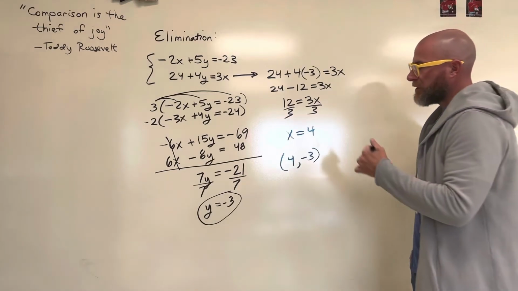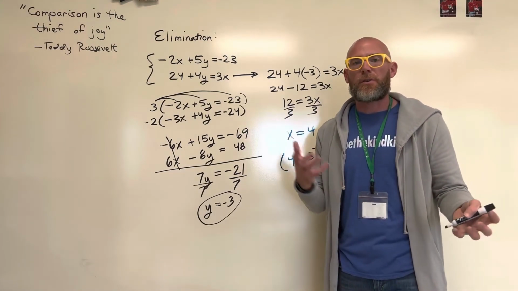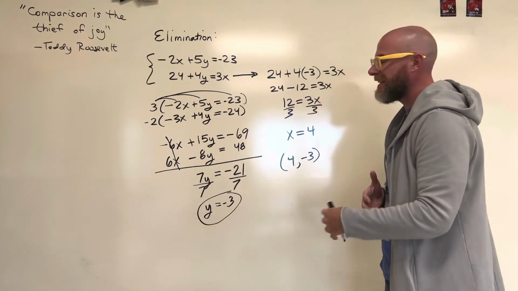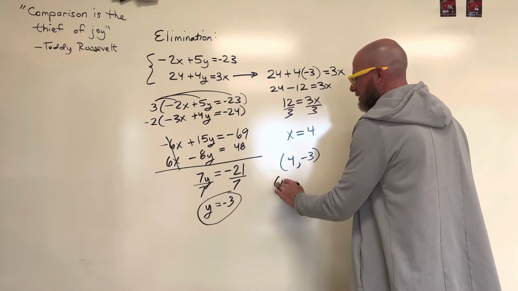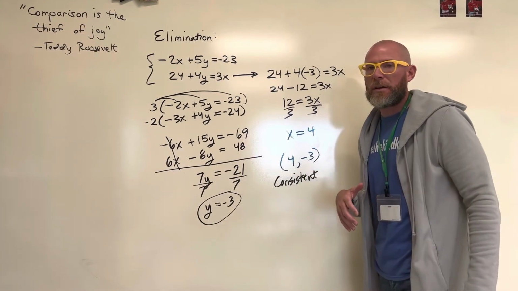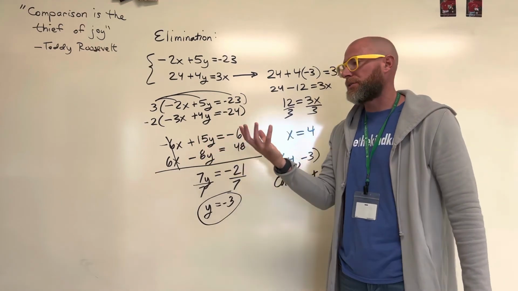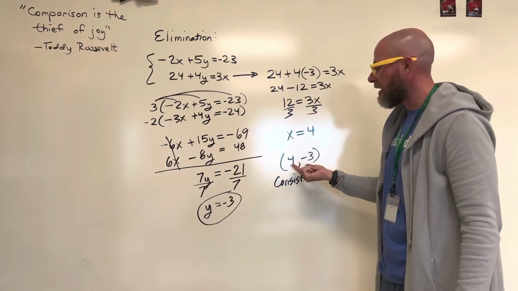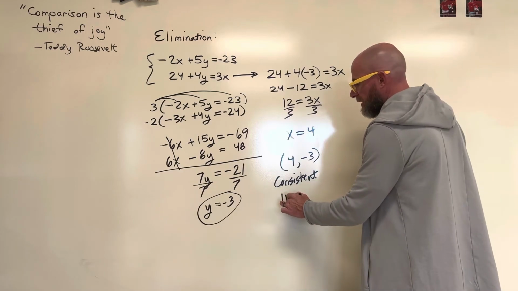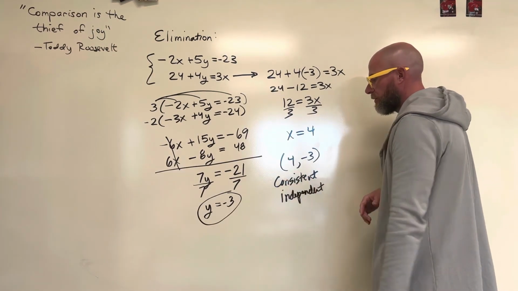This, again, if we're describing the system, there's two ways to describe a system. It's either consistent or it's inconsistent. Consistent is if it has a solution. In this case, it has a solution, so it is consistent. And then if it's consistent, it's either all real numbers, there's infinitely many solutions, or it is a one solution. So in this case, it's independent because there's one solution only.